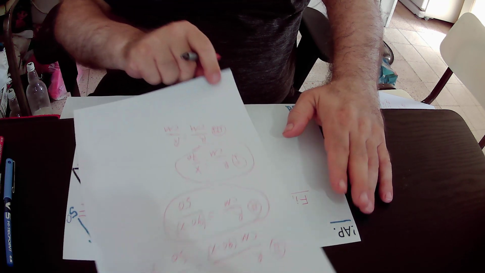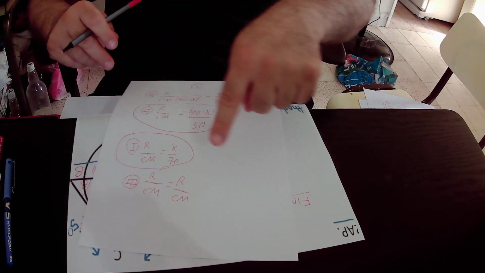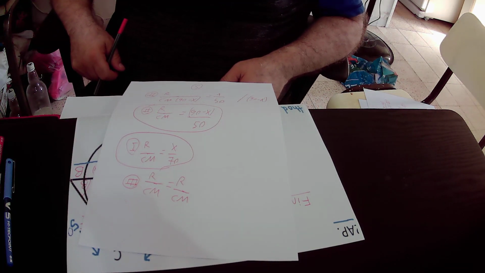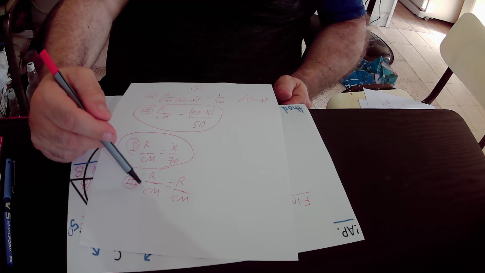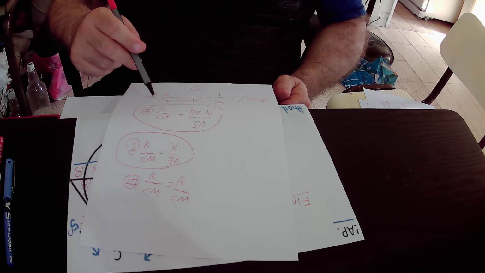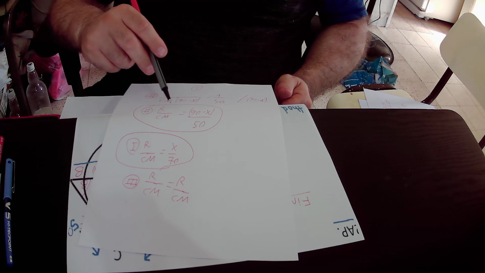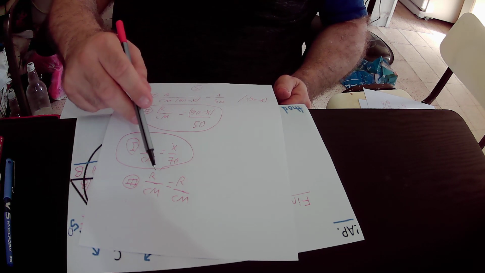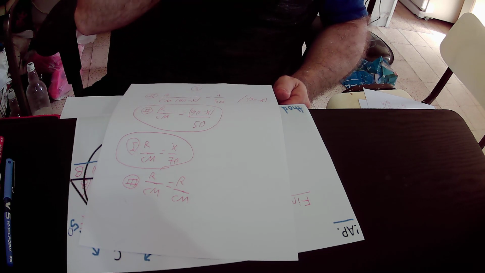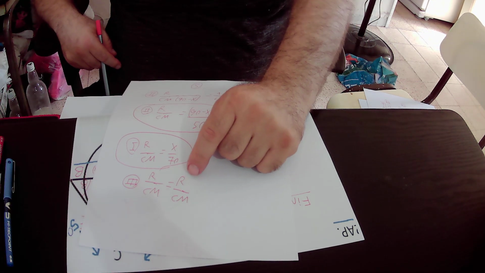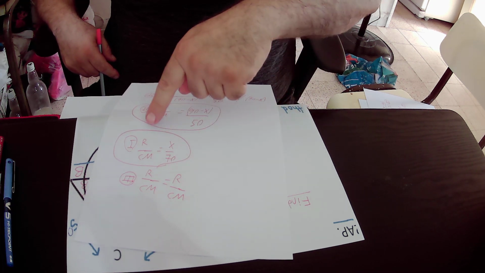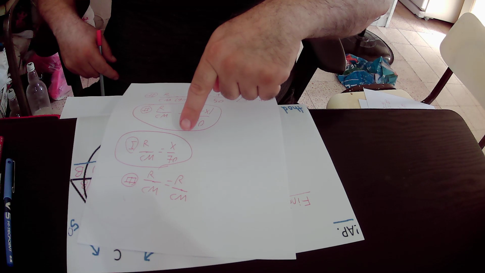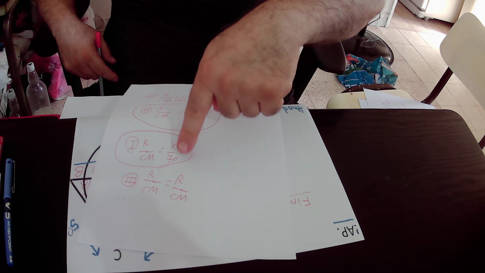Okay, the third equation is that R over CM equals R over CM. Now we will substitute the expression R over CM by the value of R over CM from the second expression. That is to say, we will substitute R over CM by 90 minus 6 over 50. And then we'll substitute R over CM in this side of the equation by the value of R over CM from the first equation. That is to say, we will substitute R over CM by x over 70.